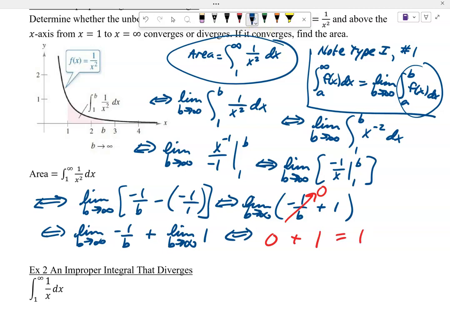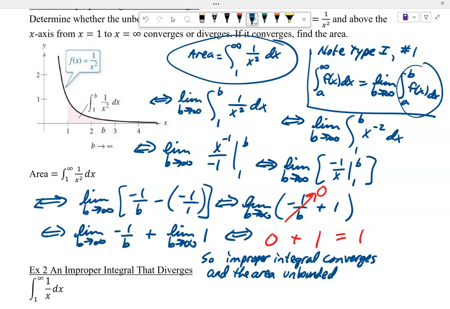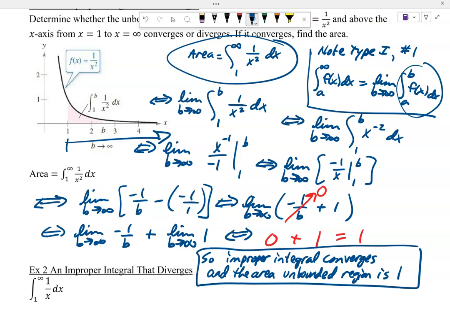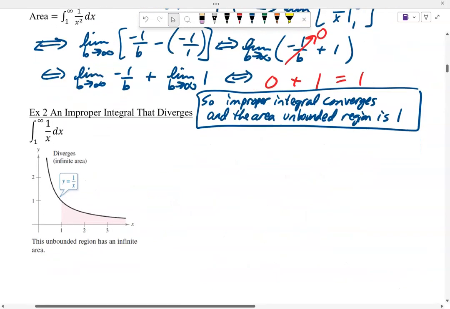Therefore, so let's conclude. This improper integral converges, right, since this limit existed, and the area of this unbounded region, remember we were finding the area from 1 to infinity. So this area of the unbounded region is 1. It's a finite number. Kind of weird to wrap your head around, right? All right, let's look at this next one here.